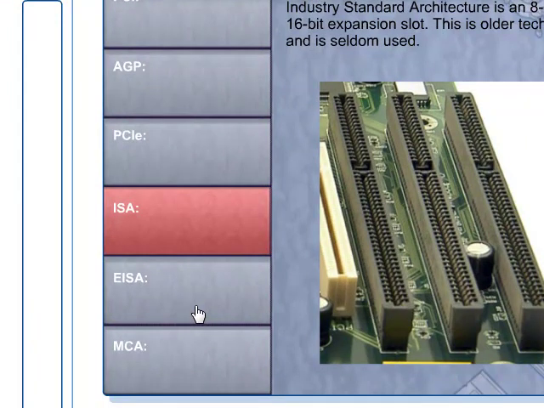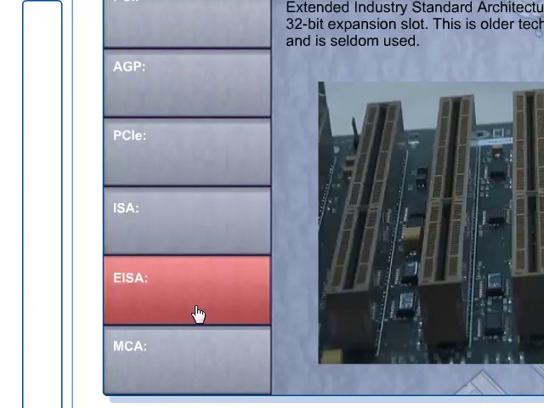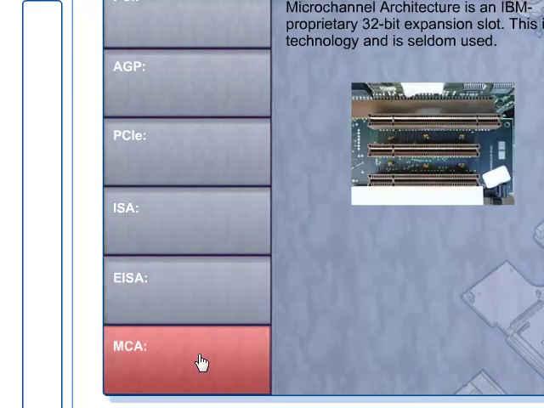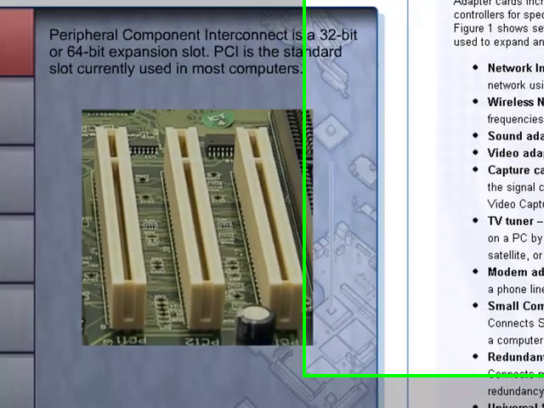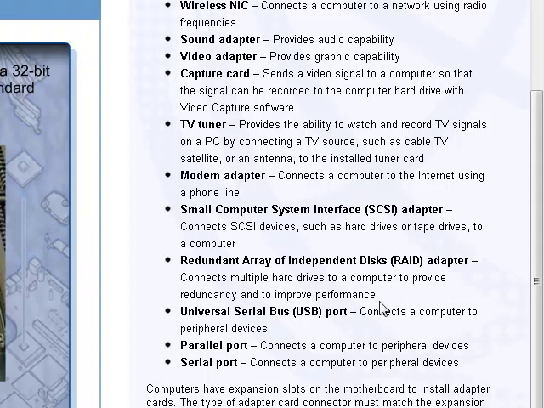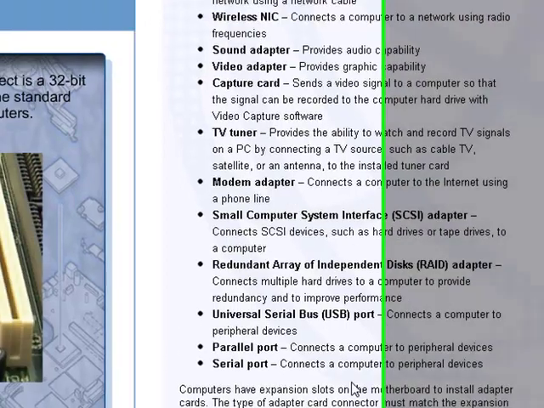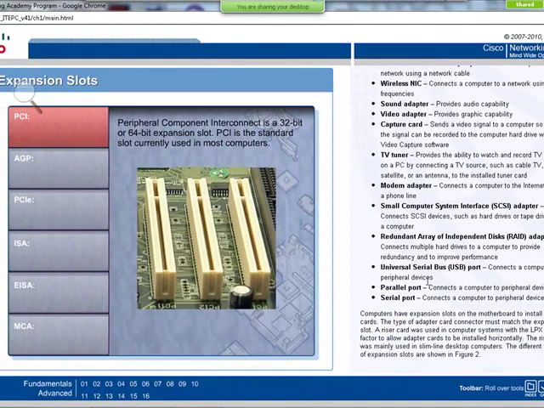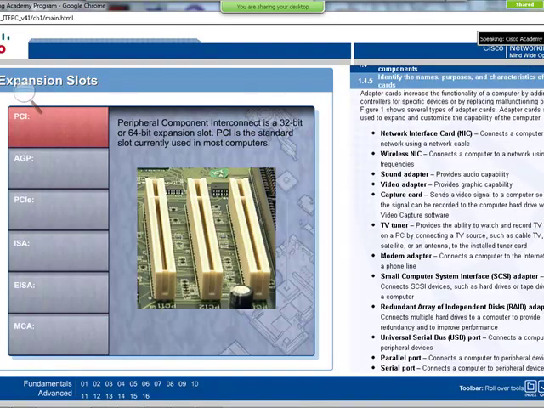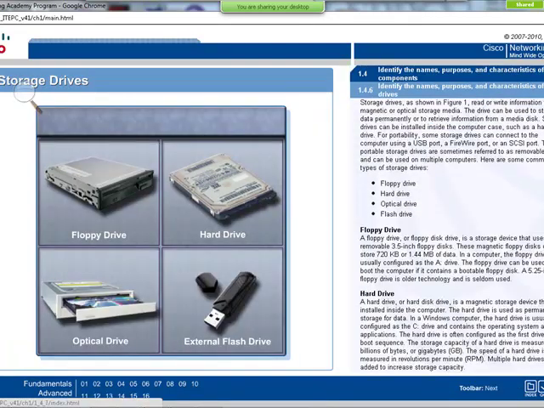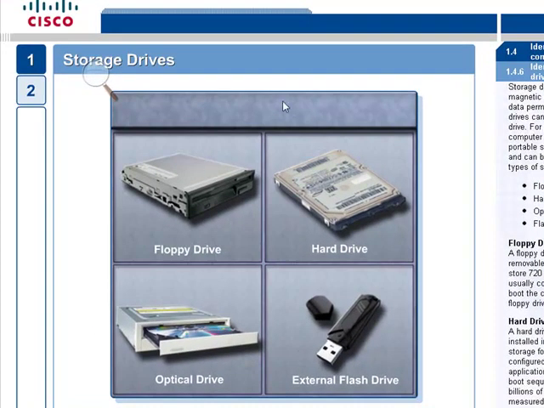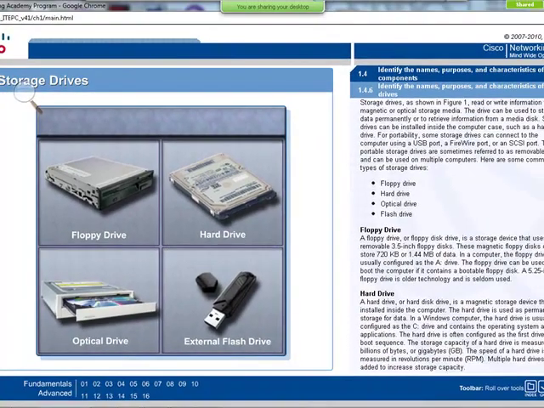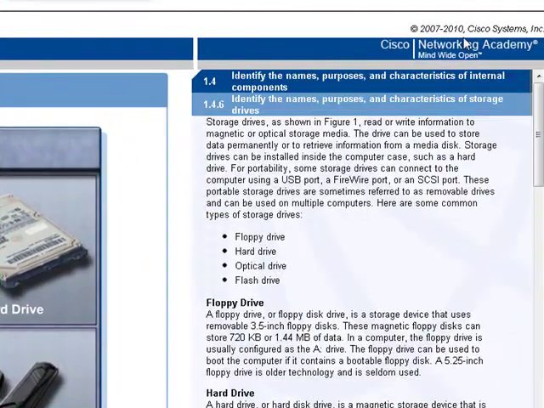It's outdated. We don't find it even on motherboards anymore. Even this one, the grandfather, is very old. Normally all we have nowadays is PCI, AGP, and PCIe. And here is an example of all the external components that you can get installed on each of them. Storage drives, hard drives, floppy drives, and optical drives are storage drives.